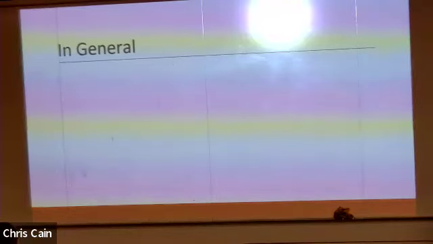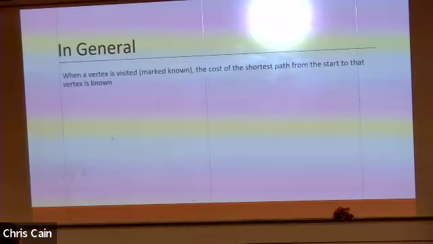But let's talk about it a little bit in general first, and then we're gonna come back to a second example. So when we mark a vertex as known, we know the shortest path from the start to that vertex. But we also just went through an example of following the back pointers to get back to where we came from so that we can recreate the path from the table.